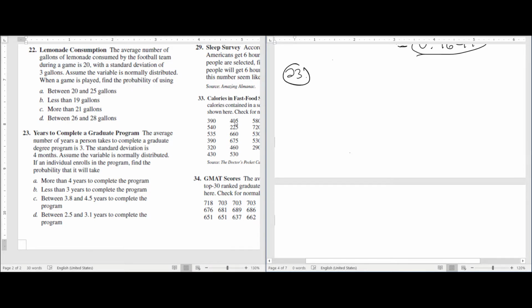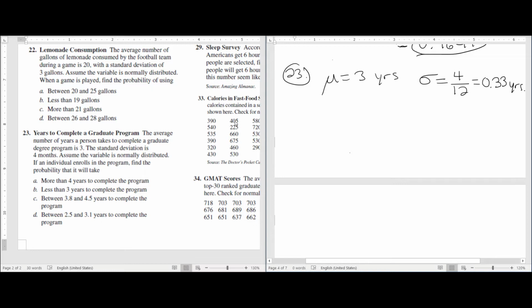So the average number of years a person takes to complete a graduate degree program is 3 years. So mu is 3 years. Now it says the standard deviation is 4 months. So be careful with this one. This is in years, and standard deviation is in months. So we have to convert the months to years. There's 12 months in a year, so 4 divided by 12 is 1/3. So this is 0.33 years. Be careful with that, okay? Because I made that mistake before, and I want to make sure that you don't make that same mistake.